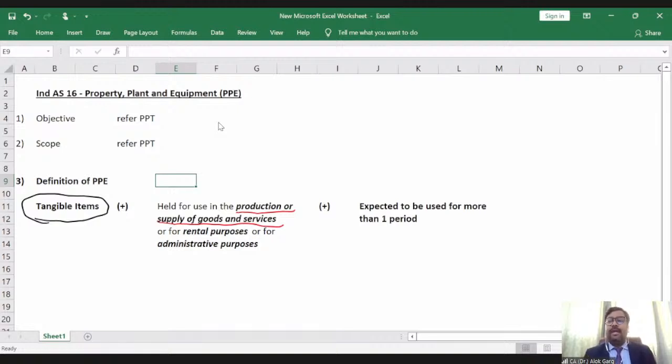So if a tangible item is held for use either in the production or supply of goods and services, it is property, plant and equipment, provided it is expected to be used for more than one period, which is generally considered as more than 1 year. When I say one period, generally it is more than 1 year, right?